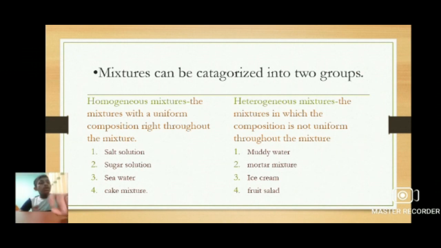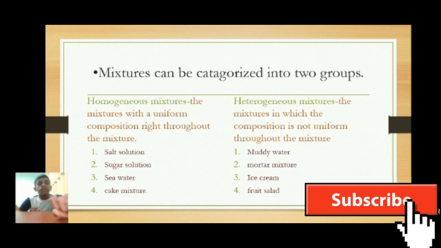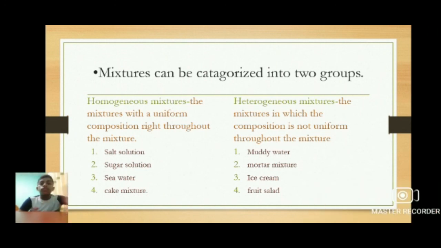Then we're going to talk about what heterogeneous mixtures are. Mixtures in which the composition is not uniform throughout the mixture are called heterogeneous mixtures. Examples of heterogeneous mixtures can be muddy water, mortar mixture, ice cream, and fruit salad.